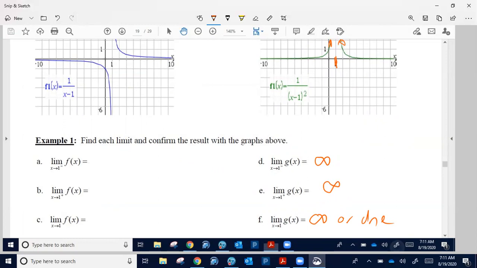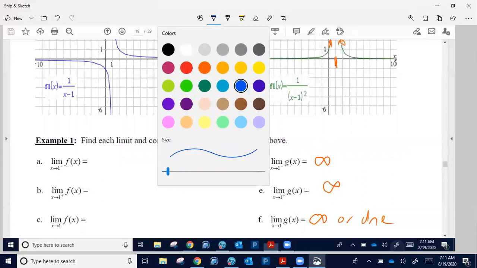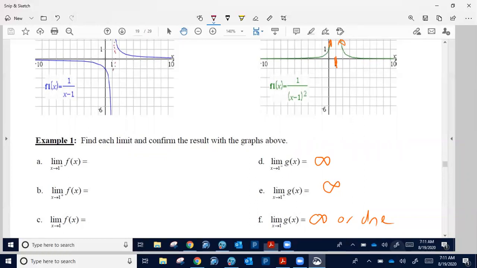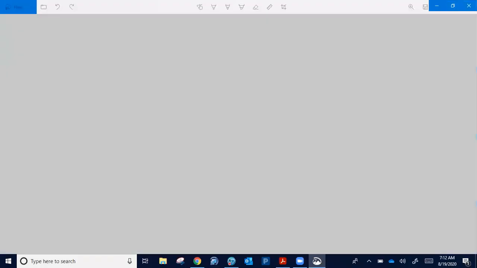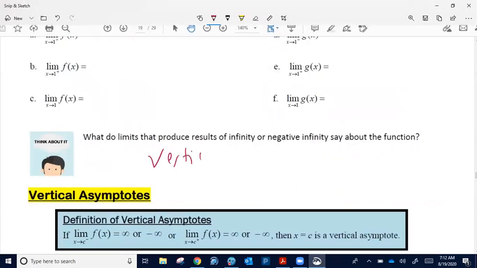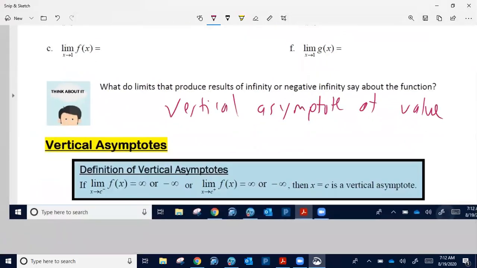Nothing new about that. The only new thing is what is happening in those curves at that spot of x equal to 1. I think most of us would know that there's a barrier going through there. And we tend to show that with a dashed line called an asymptote. There's a vertical asymptote occurring. So what do limits that produce results of infinity or negative infinity say about the function? They say there's a vertical asymptote at that value. So again, since we had infinities or negative infinities at that value of 1, that means there had to be a vertical asymptote occurring at that location. And that's a definition for vertical asymptotes.